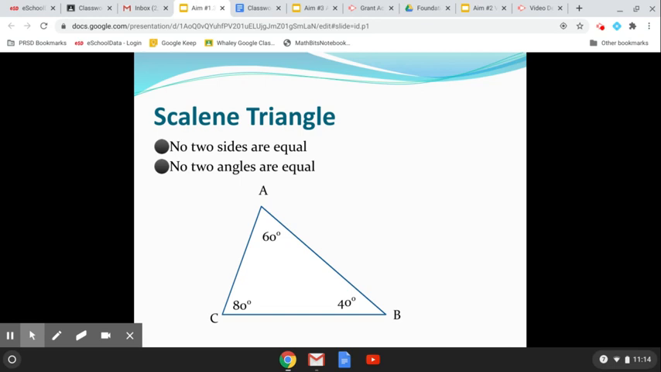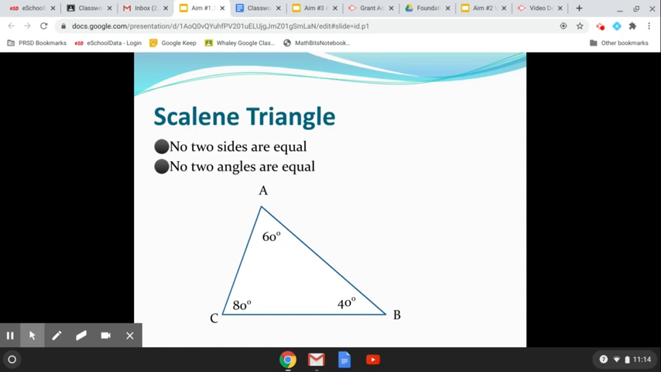This triangle is considered to be a scalene triangle because none of its sides are congruent. None of their sides are the same. Okay, meaning AC is a different length than AB, which is a different length from CB. So for that reason, this thing is scalene.